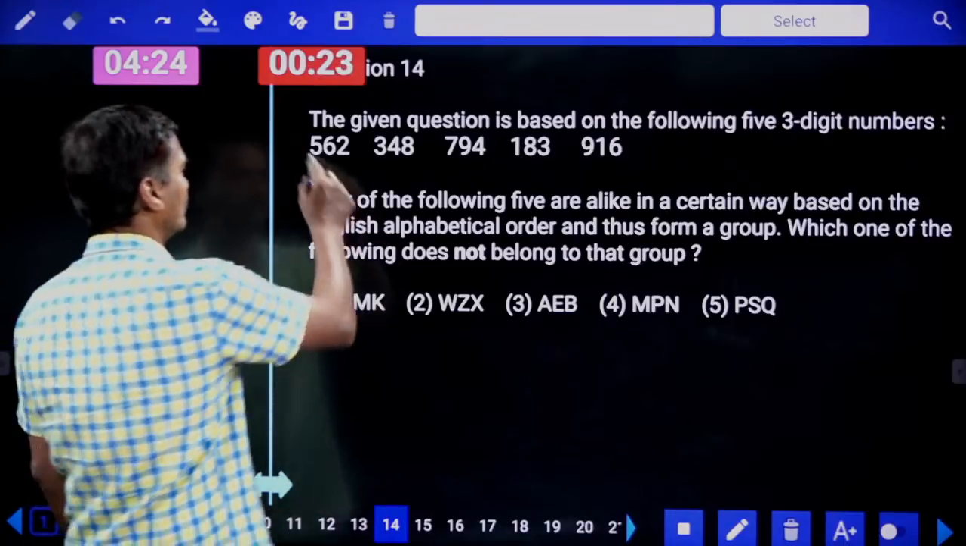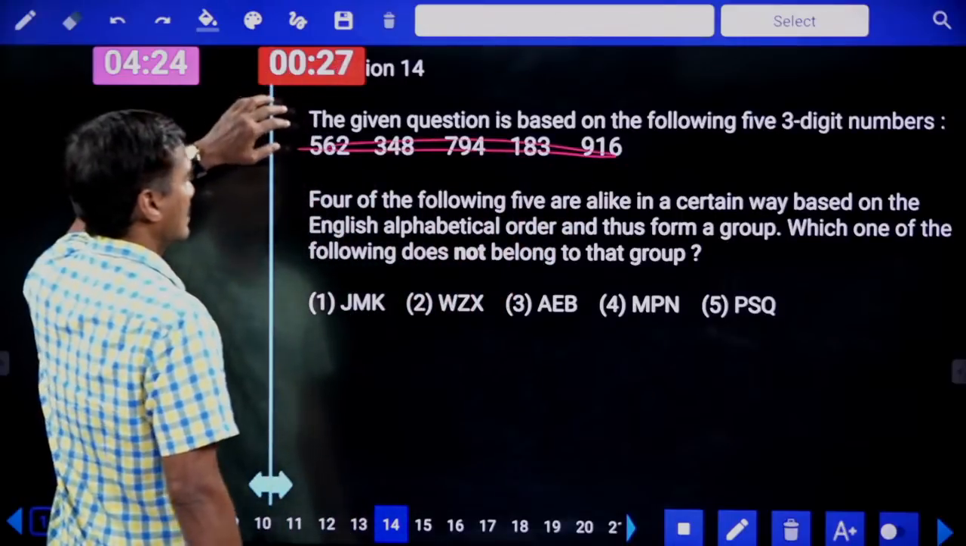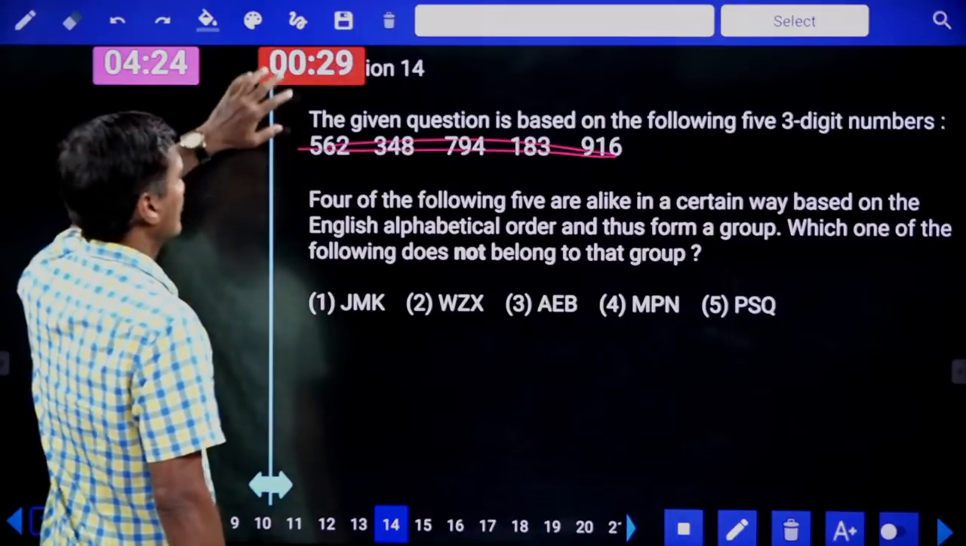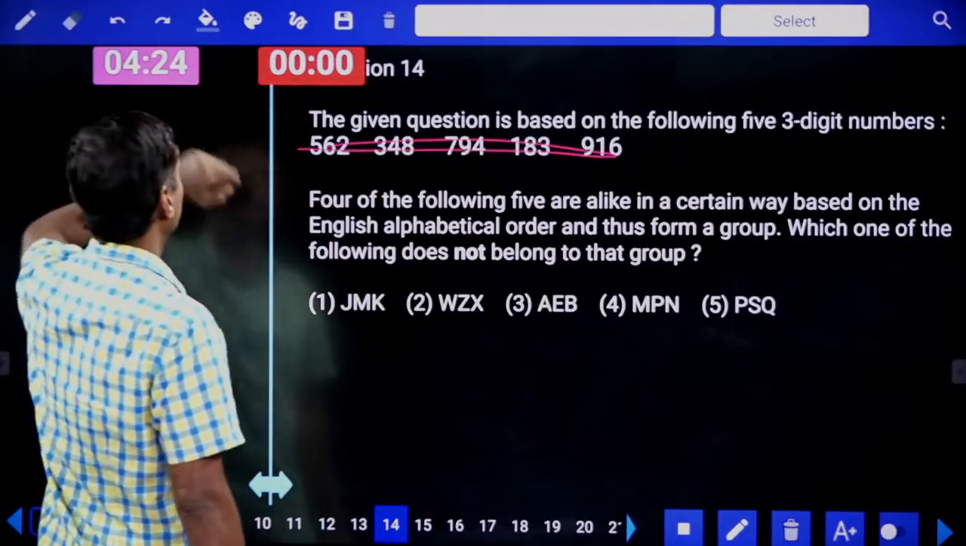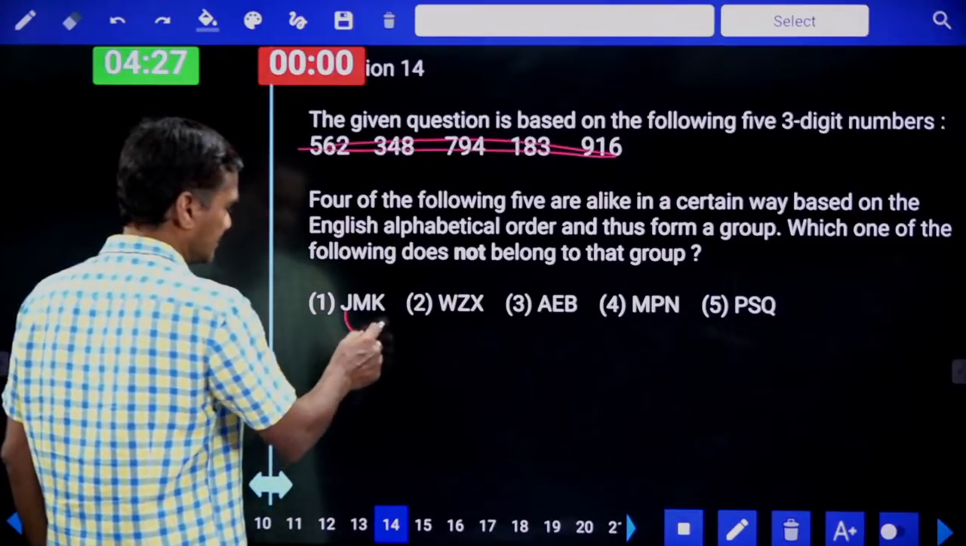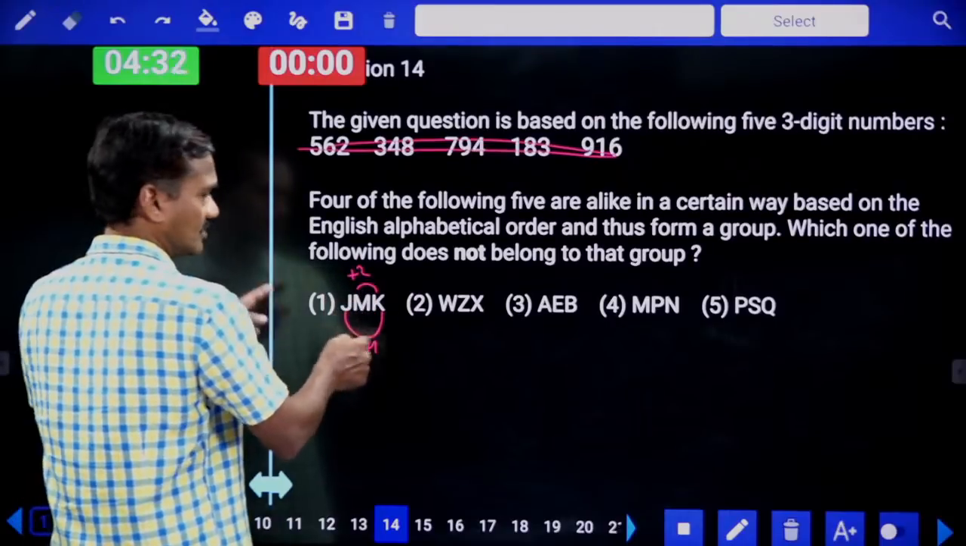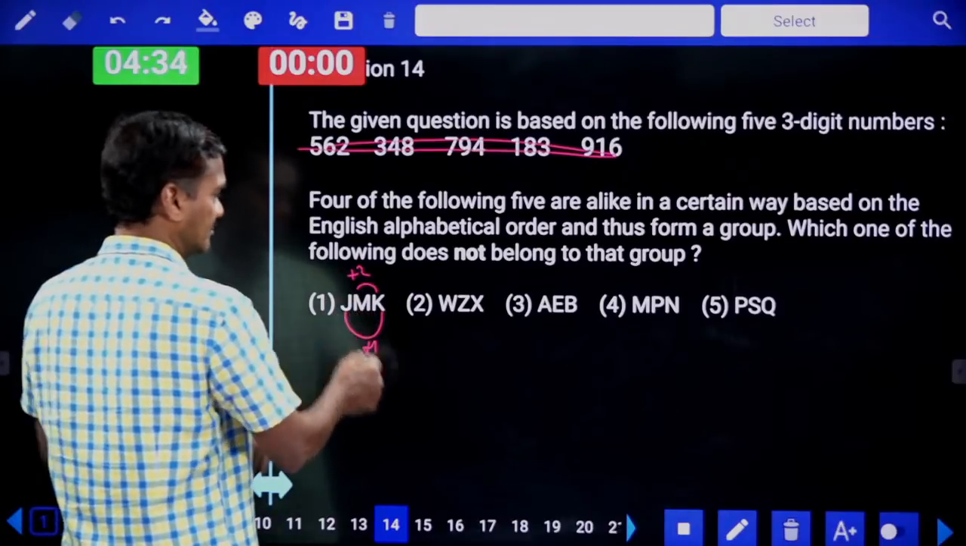Now this question number 14 is not based on this one at all. It is a separate question. Odd one out, letter odd one out. Okay. Then JMK. First letter to the last letter J plus 1 is K. LM plus 2. First to last plus 1, third to second plus 2.